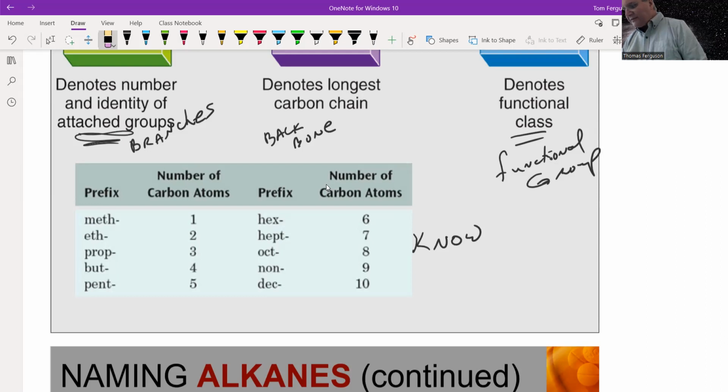These are the prefixes you need to know. Now, the one that is kind of interesting is the 4. They name tetra for 4, but they mainly use it 99.999% of the time when they're naming the number of branches. So if there are 4 methyl branches, they'll go tetramethyl. If it's a backbone, they don't call it tetra, they call it buta.